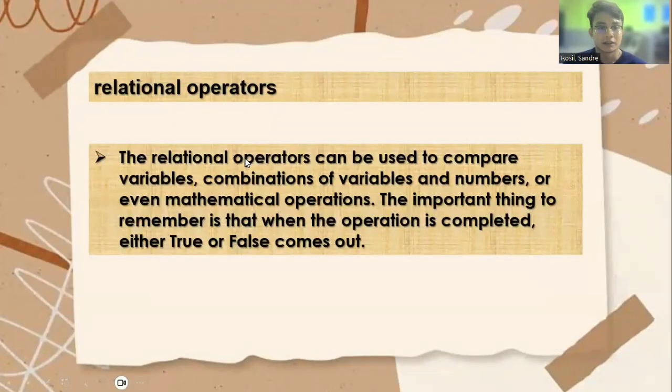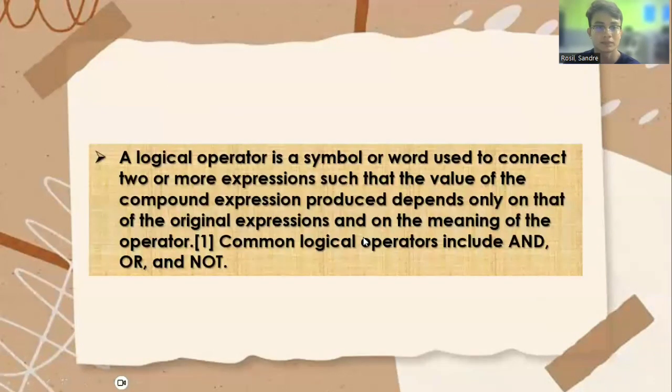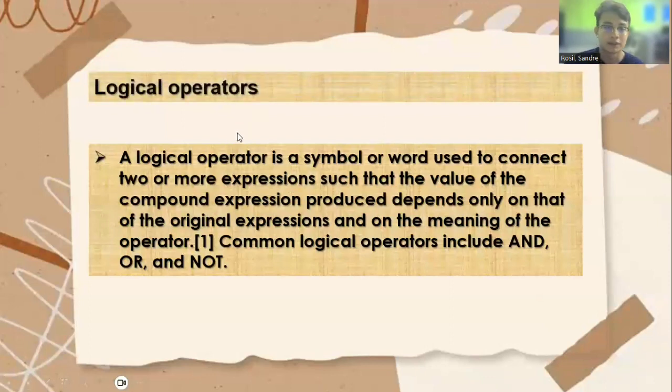Relational operators. The relational operators can be used to compare variables, combinations of variables and numbers, or even mathematical operations. The important thing to remember is that when the operation is completed, either true or false comes out. Logical operators. A logical operator is a symbol or word used to connect two or more expressions such that the value of the compound expression produced depends only on that of the original expressions and on the meaning of the operator. Common logical operators include and, or, and not.